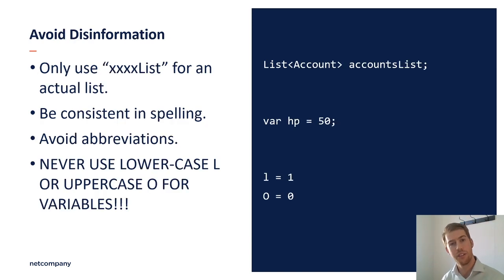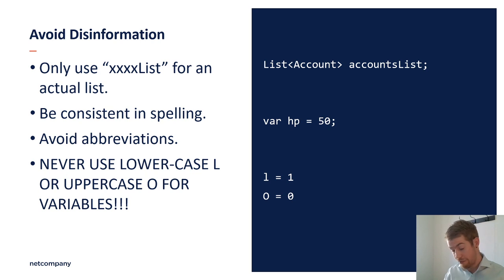Similarly, avoid disinformation. If you name something a list, make sure it's actually a list, and best of all, don't call it a list, because you could also change the data structure and all of a sudden it's not a list anymore, right? Be consistent in your spelling and try to avoid abbreviations. Here I have a variable called HP. I would like for you all to take a guess on what you think that might be.